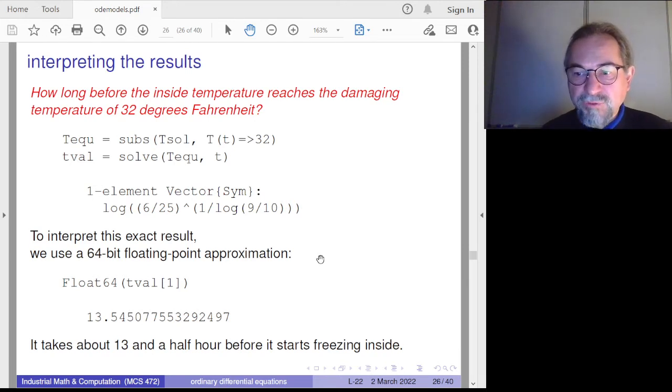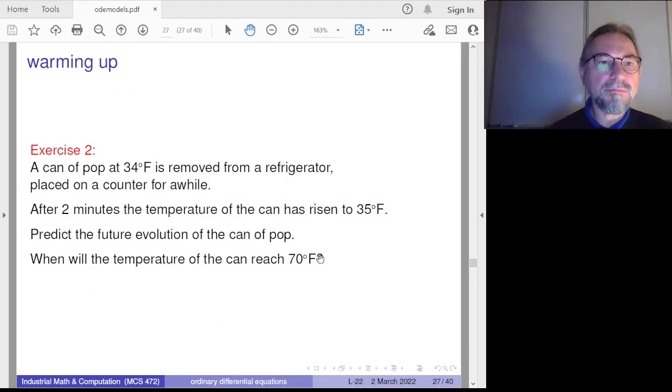Okay, so we have solved our second problem, half an hour into this lecture. Here is an equivalent exercise, but now we consider warming up. So we take a can of pop from the refrigerator, and we get kind of distracted and place it on a counter for a while.